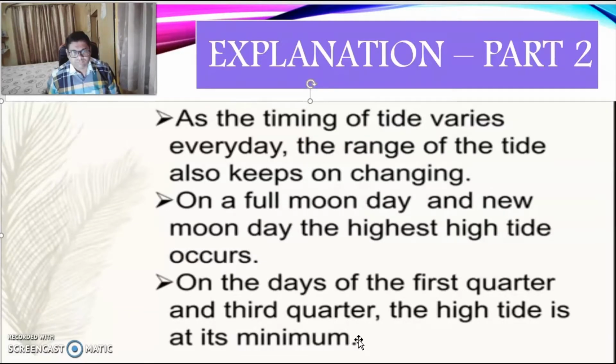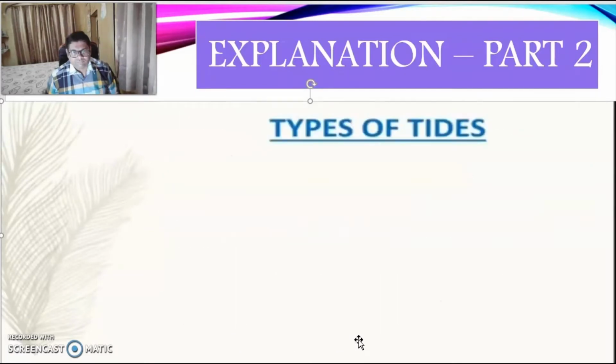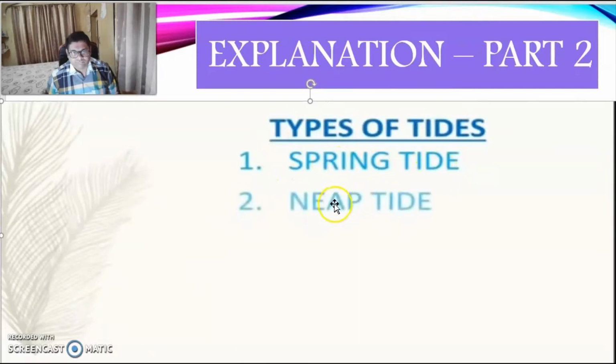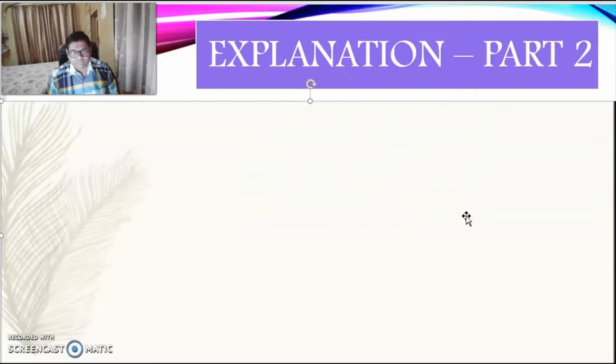So the level of water rising will be lower than the average high tide, and on the full moon day and new moon day, the level of water rising will be higher than the average high tide. So how is this occurring, and what are these tides called? These types of tides are, the first one is the spring tide and the second one is the neap tide. So first we will learn about spring tide.